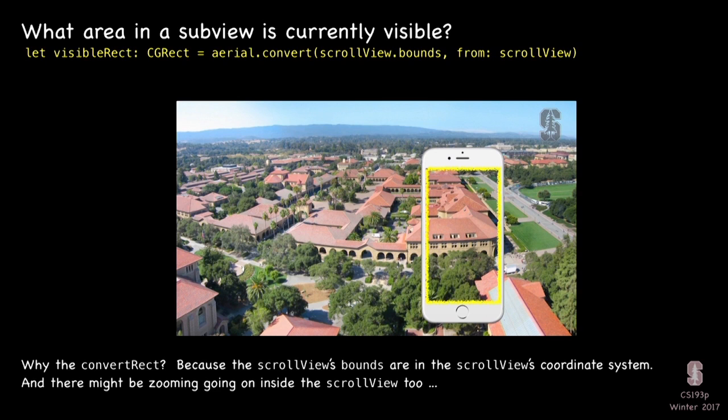Who knows? So you're going to use this method. We saw it when we were doing the drawing example. I converted center from my super view down to my view. Here I'm just converting the bounds of the scroll view from the scroll view to whatever view inside there that I'm interested in. All right.